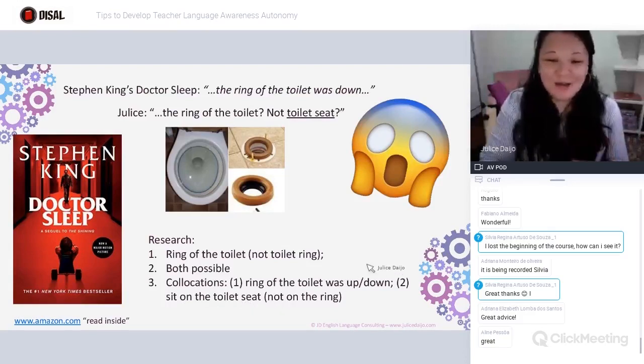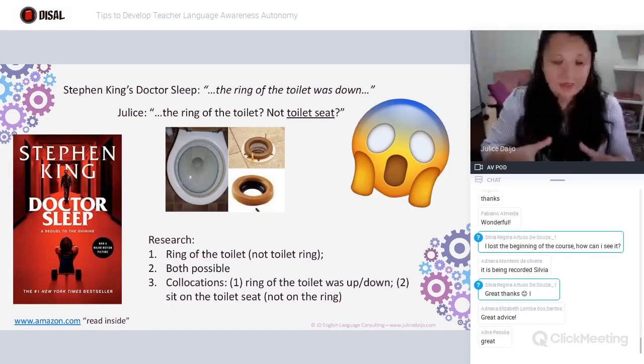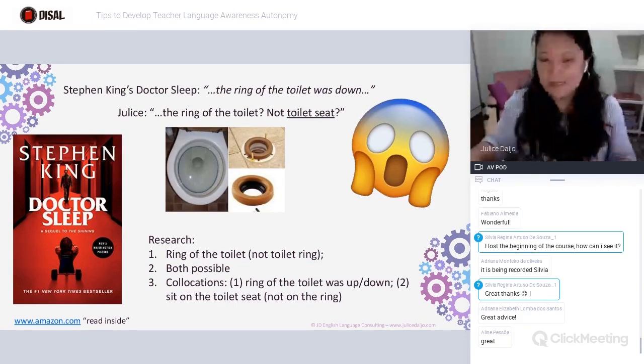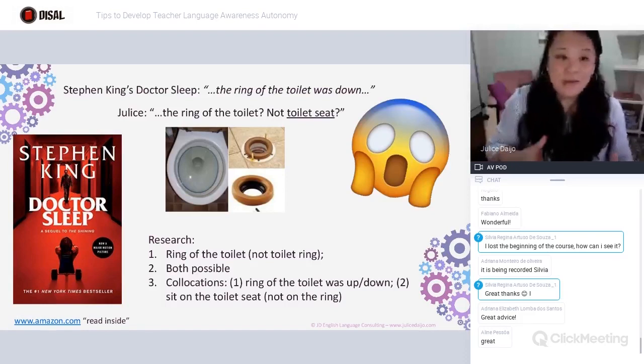Also, I did a little research on pictures. And I could see that most of the use of ring of toilet was for training kids to use the toilet. So potty sitting, I don't know. So there you go. I could have just written down the ring of the toilet. Okay, I understood from the context it's toilet seat. I could have stopped there.